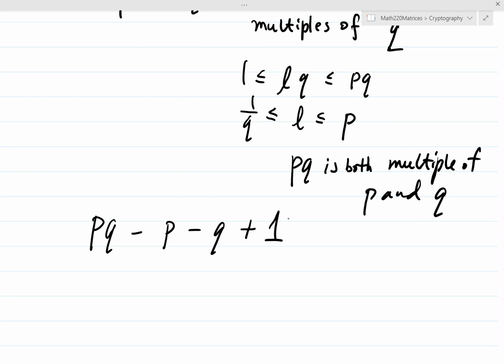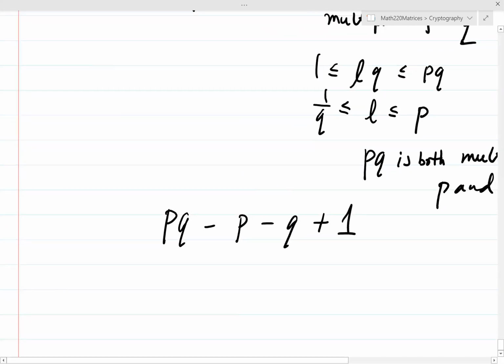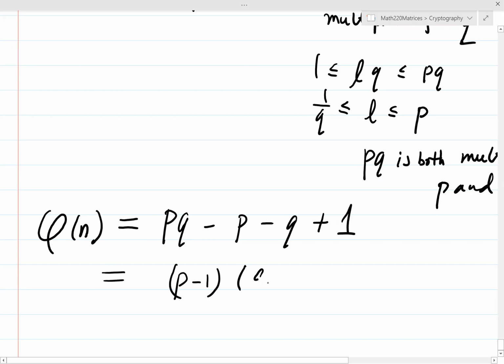So add 1. This should be the total number that is coprime with PQ. We deleted all multiples that have non-trivial common divisors, and the remaining numbers are coprime with PQ. So phi N is PQ minus P minus Q plus 1. If you factor this, it is P minus 1 times Q minus 1, which is phi P times phi Q.